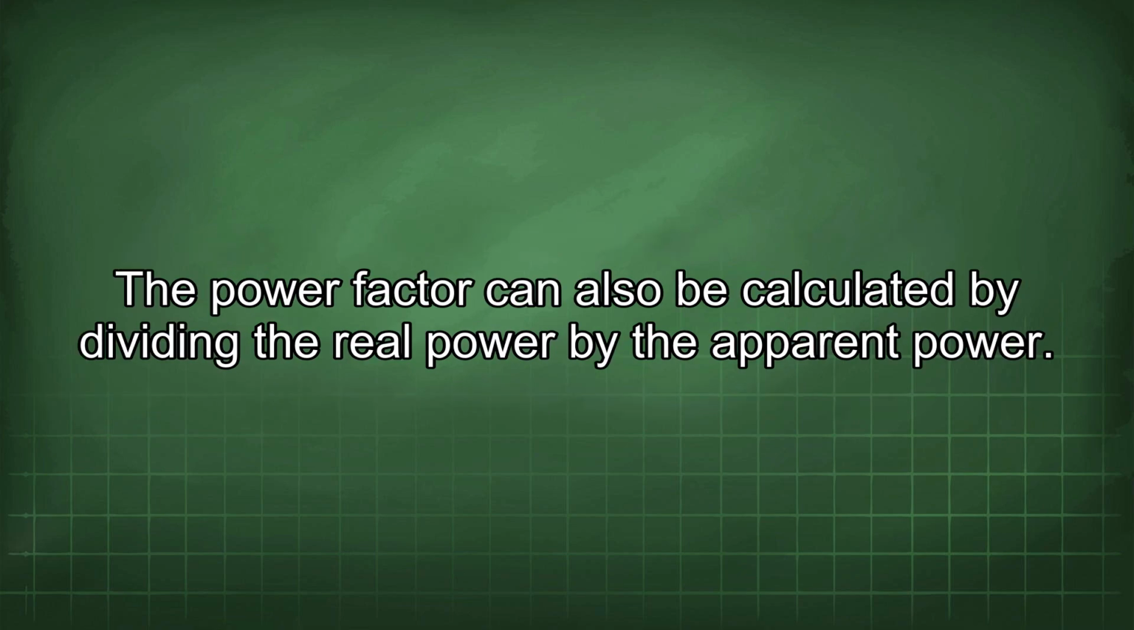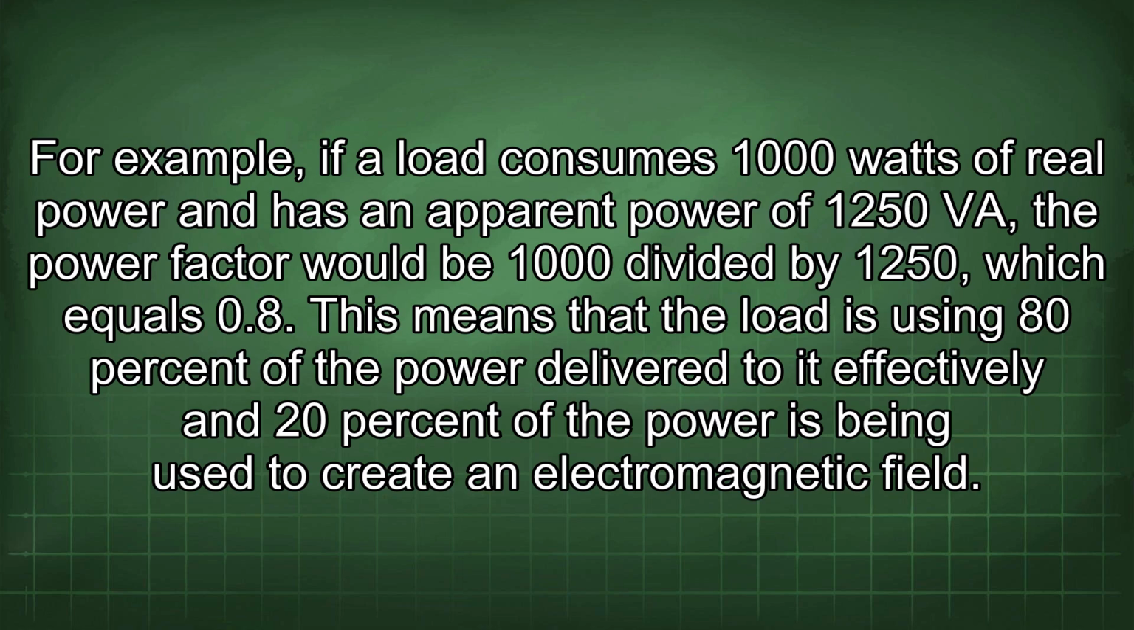The power factor can also be calculated by dividing the real power by the apparent power. For example, if a load consumes 1000 watts of real power and has an apparent power of 1250 VA, the power factor would be 1000 divided by 1250, which equals 0.8. This means that the load is using 80% of the power delivered to it effectively, and 20% of the power is being used to create an electromagnetic field.